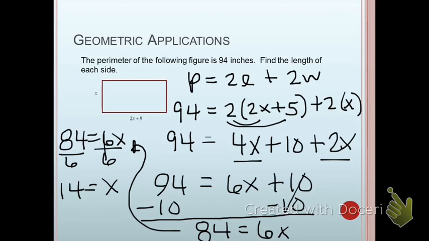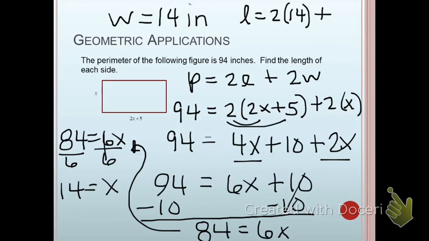So let's look at our rectangle. We know that the width of it was x, so we know that W is going to be equal to 14 inches. And then to find the length, our length is going to be equal to 2 times x, which is 14, plus 5. So we have our length is equal to 14 times 2 is 28. And 28 plus 5 gives us the length equal to 33 inches.